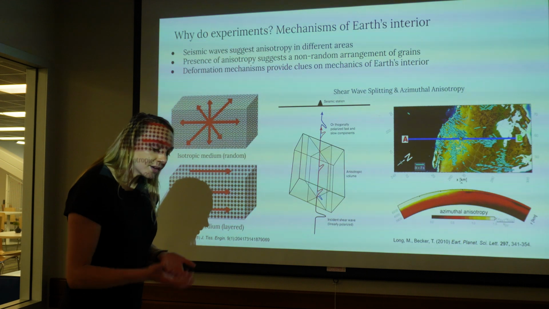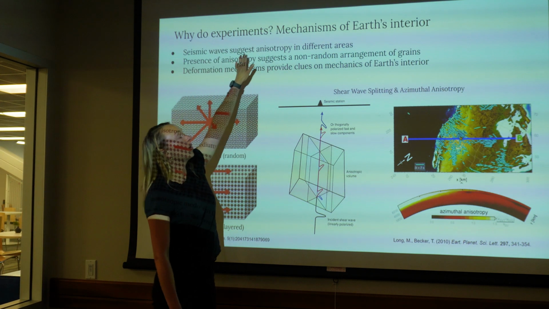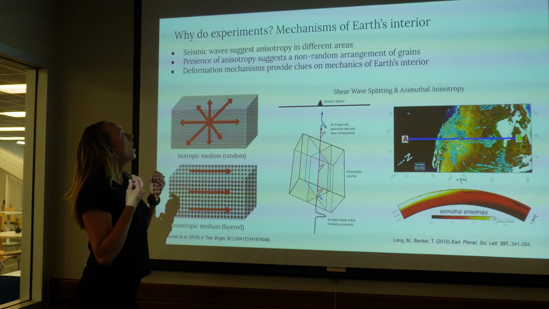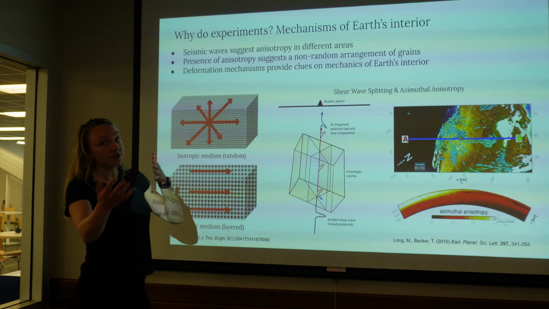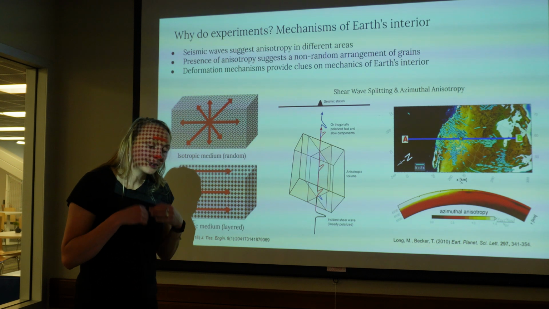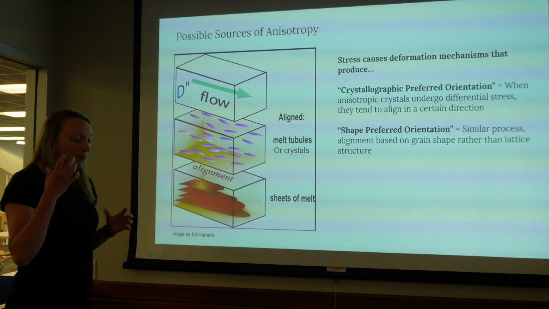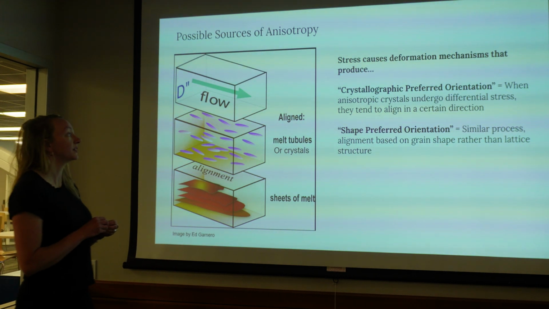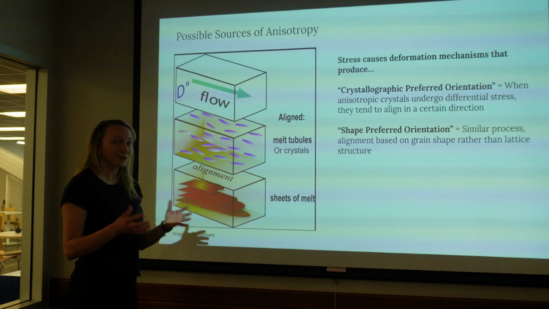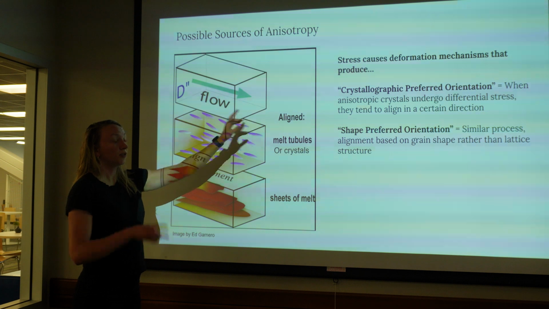When we look at seismic waves that travel through the body of the Earth, we see that there are horizons or depth levels of the Earth that have such anisotropy, which suggests a non-random arrangement of grains. What I try to understand is what could possibly be causing that non-random arrangement of grains. There are a couple of theoretical sources of anisotropy, such as differential stress. Usually differential stress, where one stress is greater in one direction than in another direction, causes preferred orientation.